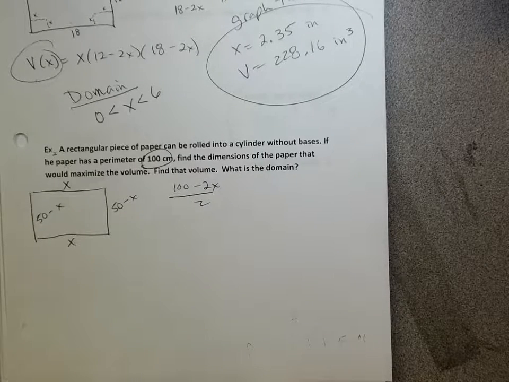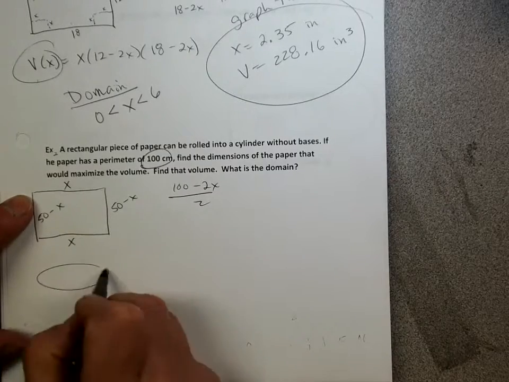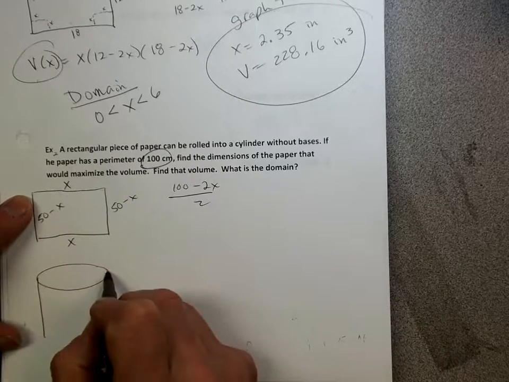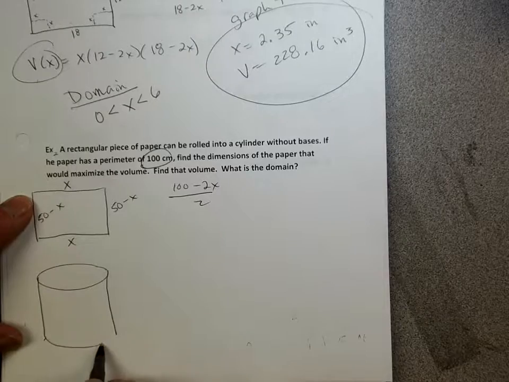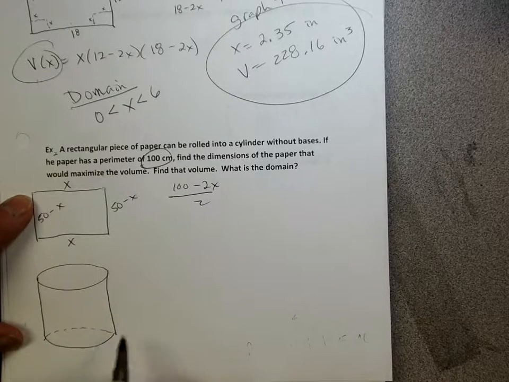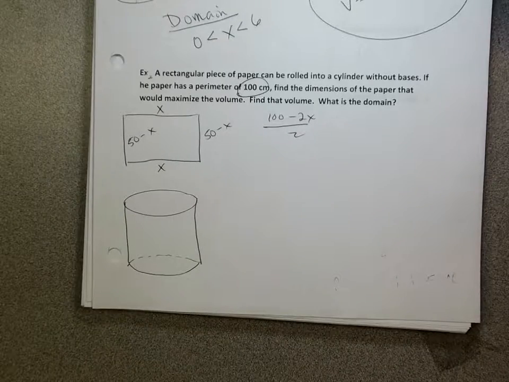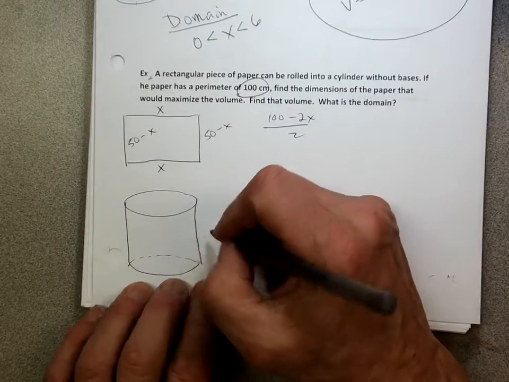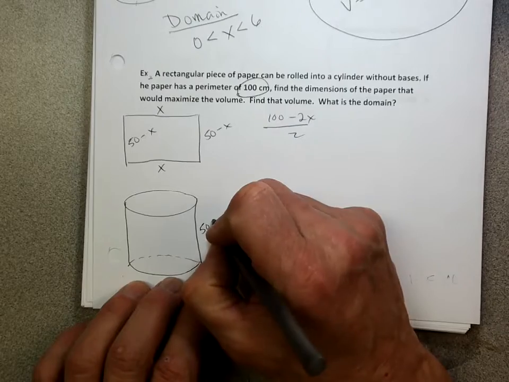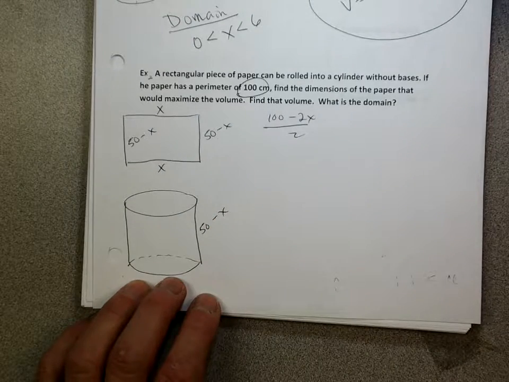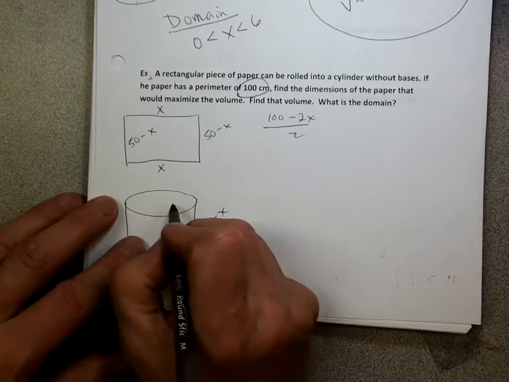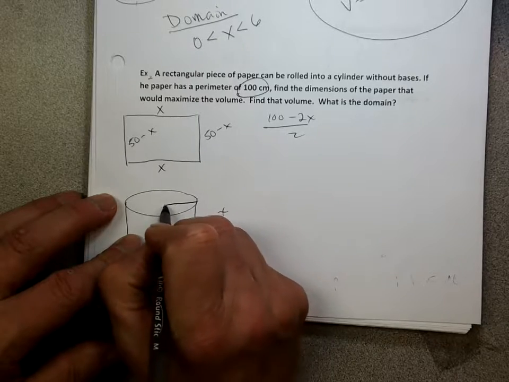Now, let's roll it up. Let's roll it up. Maria, let me know if I'm off the paper, okay? The height of the cylinder is definitely 50 minus x, right? What I'd like to find is the radius.